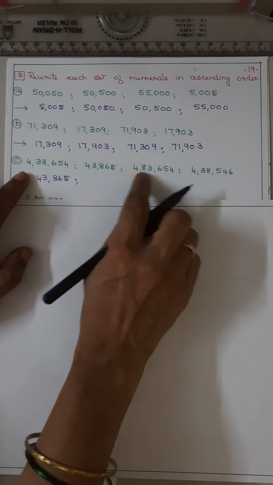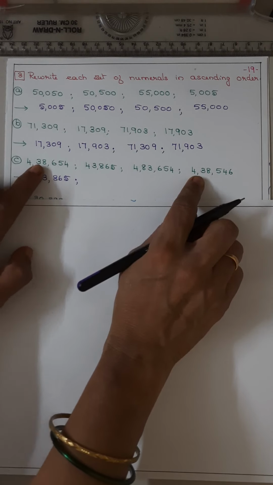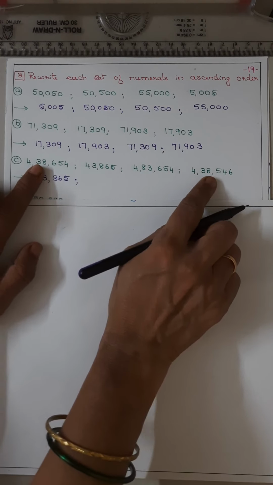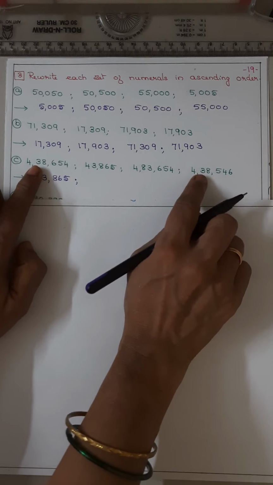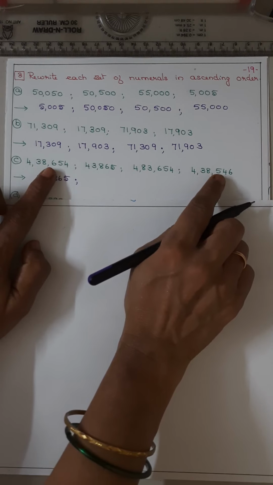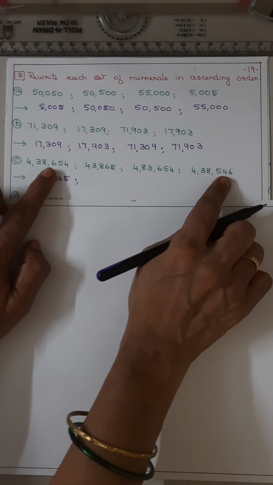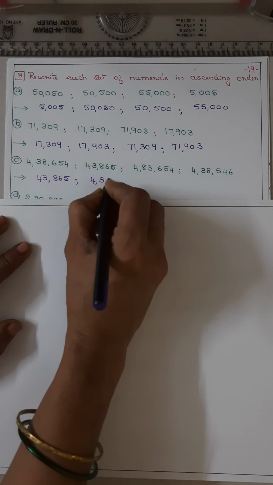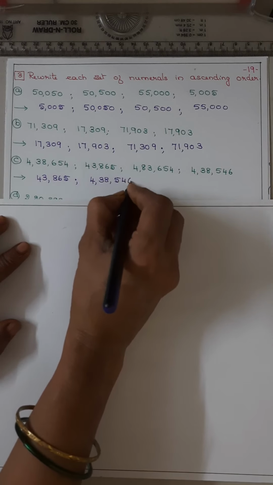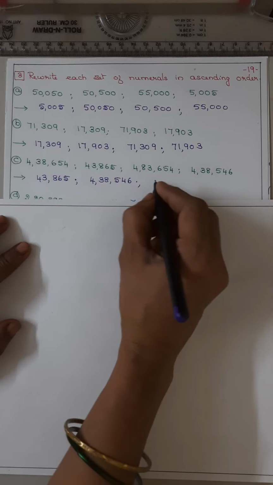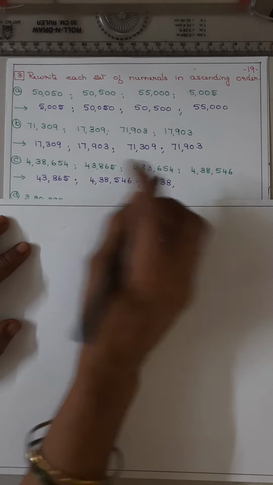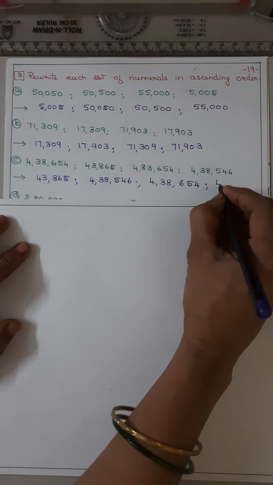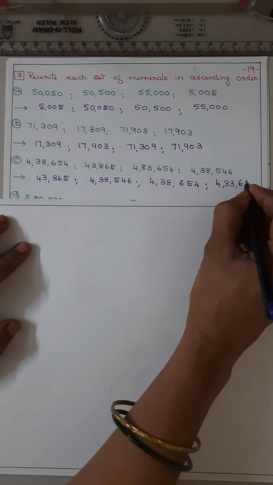So 444 equal 383, meaning 3 and 3. Both these have to be compared. So 3, 3, 8, 8. 6 and 5, this is smaller, isn't it? 5 is smaller. So you have to write this first. 4,38,546. Next it will be 4,38,654. And then you will be writing 4,83,654.